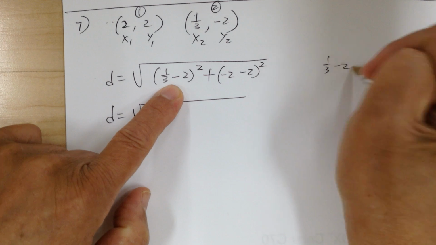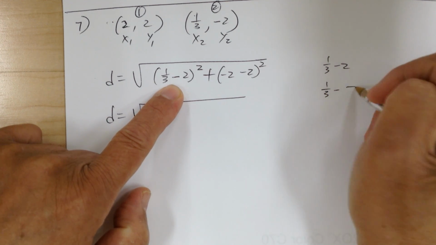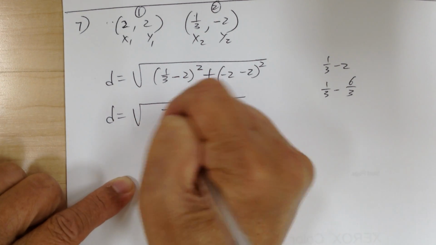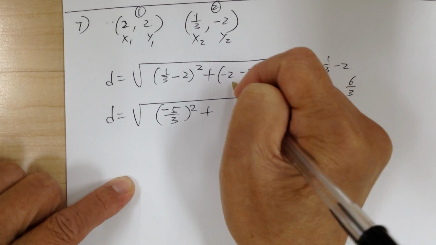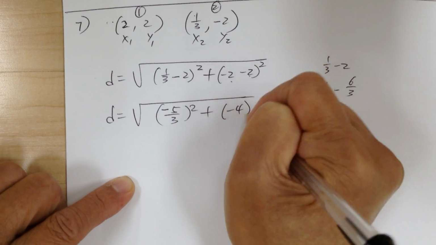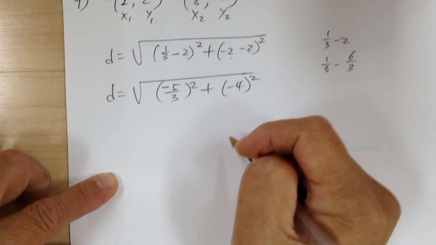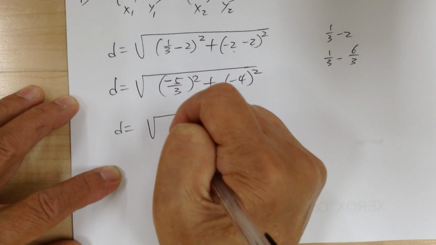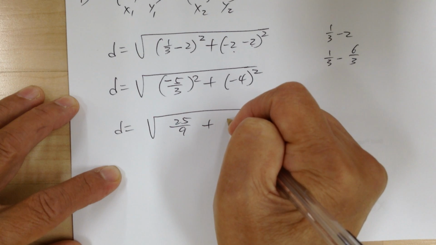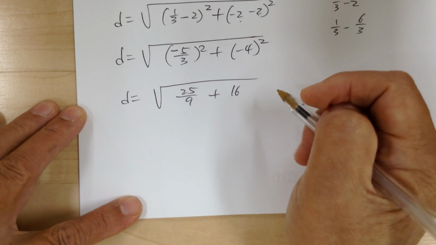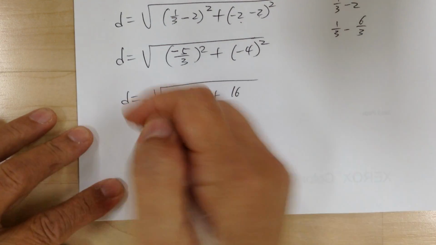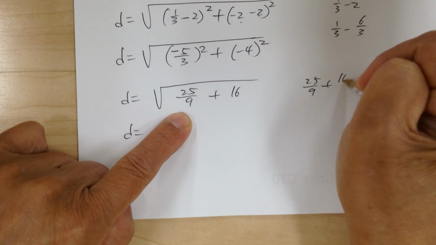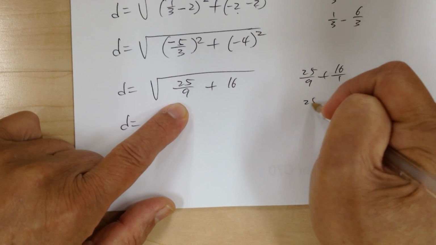So you got 1/3 minus 2. So this is equal to 1/3 minus 6 over 3. Okay, so this will give you -5 over 3. -2 minus -2 is -4. Okay. So now you can go ahead and square that. So you're going to get 25 over 9 plus 16. Okay, now again you can go up to the side to do the minus steps. Okay, so 25 over 9 plus 16 over 1, right? So make into common denominator.